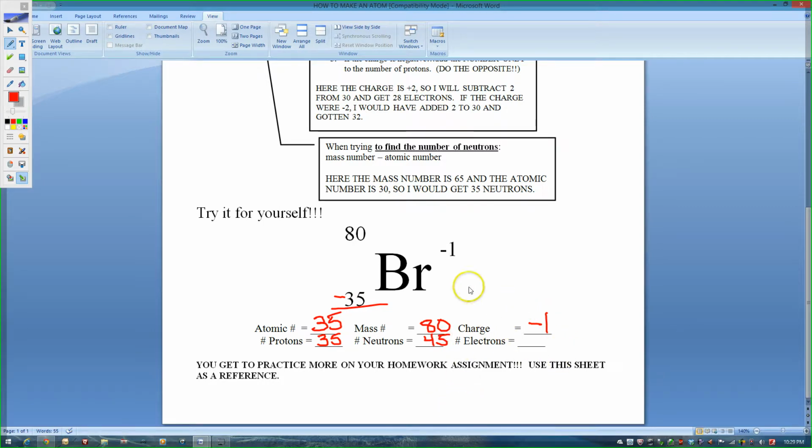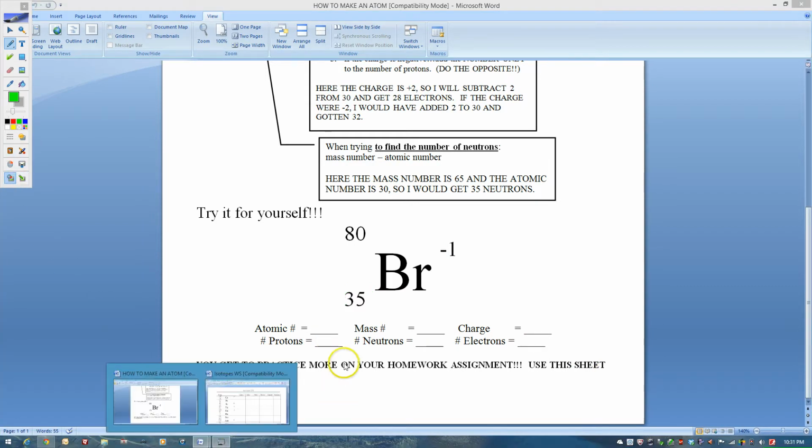And then finally, electrons, look at your charge and do the opposite with the 35 because of how important that number is. Do 35 plus 1 and you get 36. And that makes sense because you have one more electron than you have a proton, and that therefore makes that -1. And once again, look how important that 35 is. 35 is protons. 80 minus 35 is neutrons. And 35 plus 1, 36, is electrons. Without that 35, you won't get any of these numbers and you won't be able to draw a Bohr model.